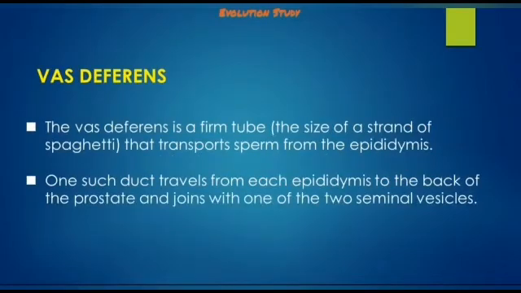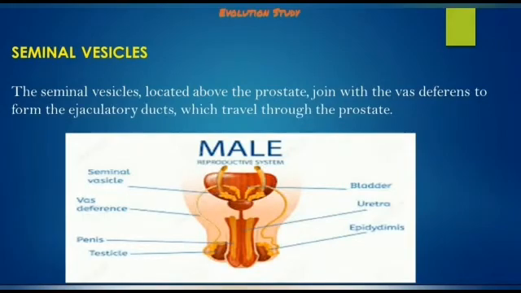Now what is vas deferens? The vas deferens is a firm tube the size of a strand of spaghetti that transports the sperm from the epididymis. One such duct travels from each epididymis to the back of the prostate and joins with one of the two seminal vesicles. Now you must be thinking, what are seminal vesicles? The seminal vesicles are located above the prostate, as you can see from the picture, and join with the vas deferens to form the ejaculatory ducts which travel through the prostate. These are all the biological terms that you need to remember and memorize to do well in your exams.